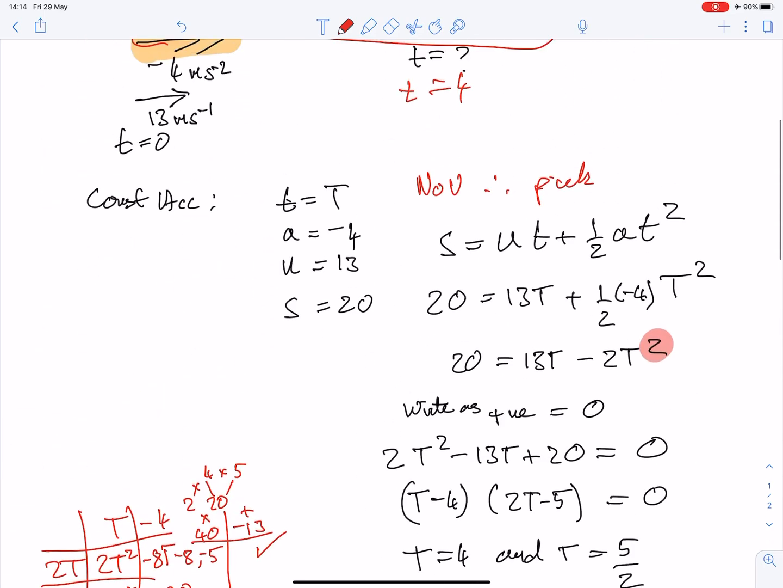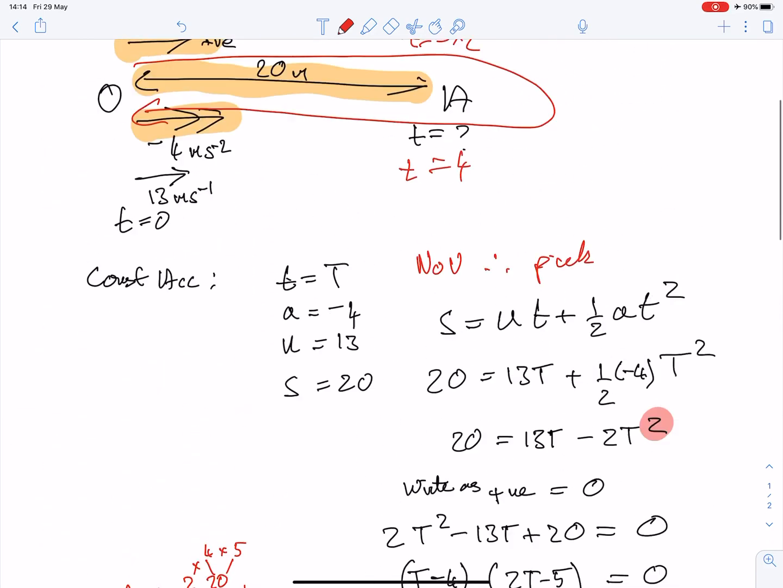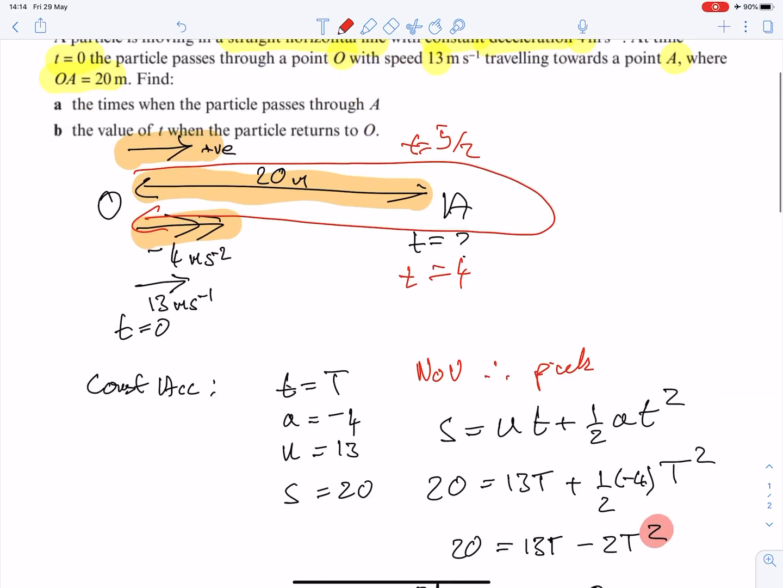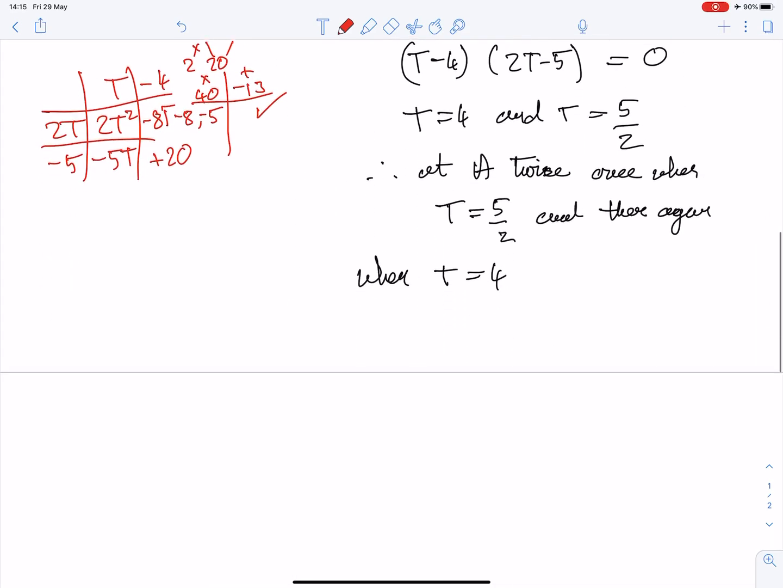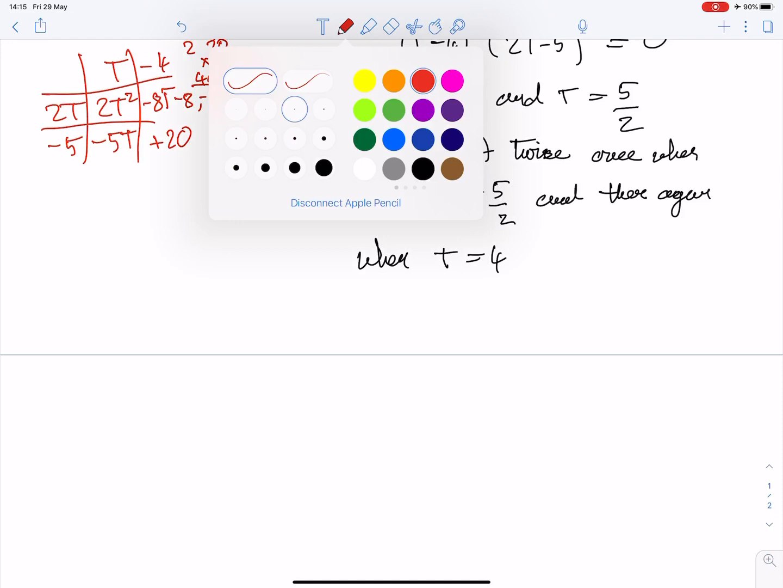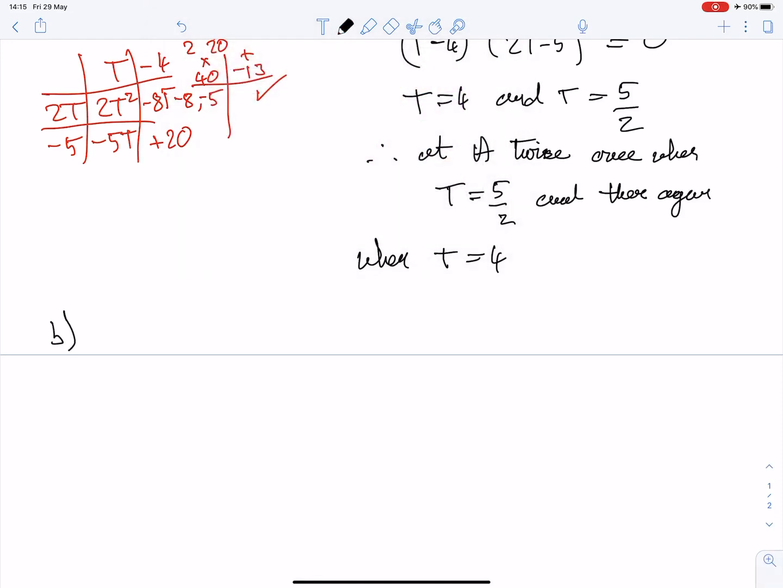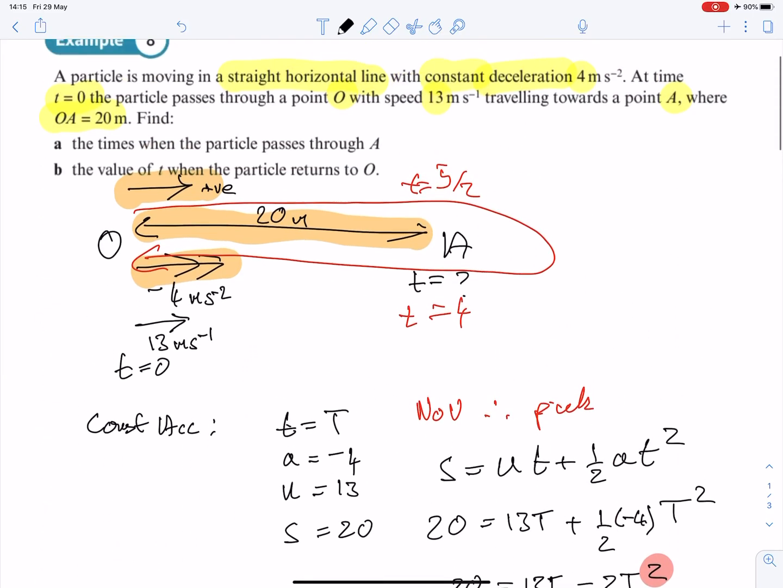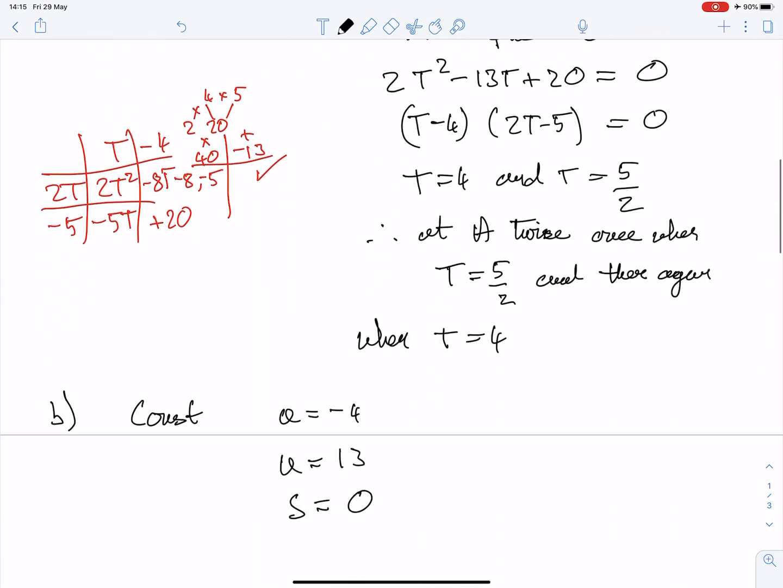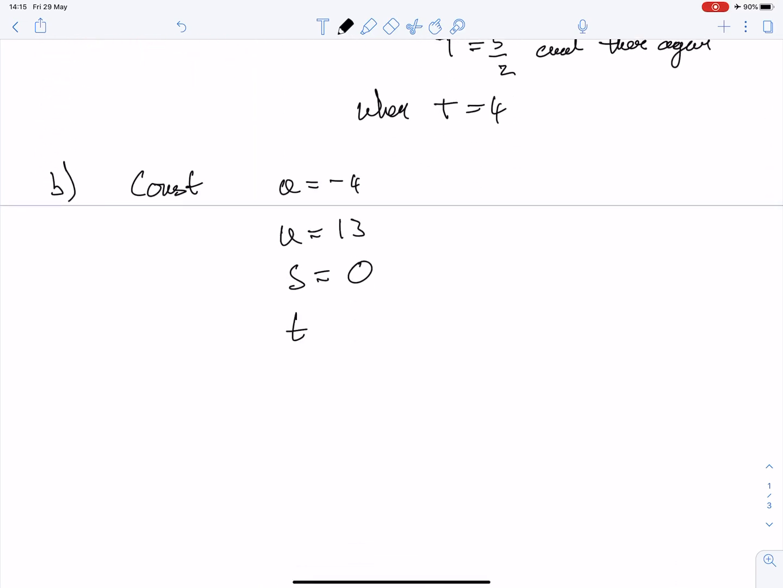Okay, the value of t when the particle returns to 0. So, this time, we want t when s equals 0. So let's list out the information again. Part B, it was still constant acceleration. a is still negative 4. u is still 13. s is now 0. And what do we ask for? The value of t. So t equals, we might just call it t1.